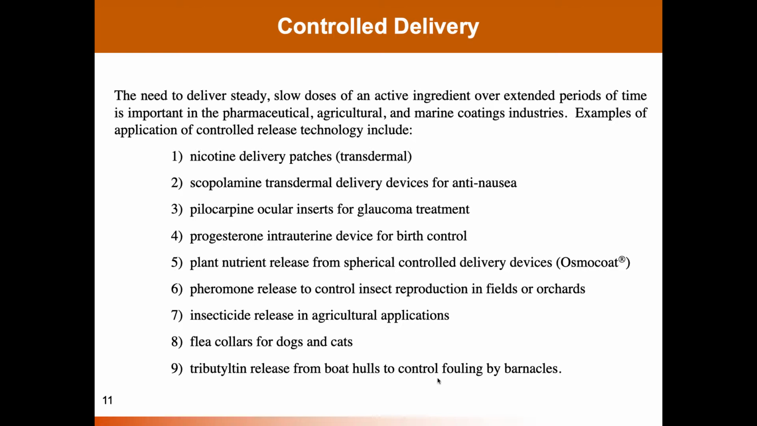Even your plants get a little love from this space. I don't want to push a specific product, but this one was one of the first to market, the Osmocote. These are fertilizer encased in little spheres. You put out a few of these spheres, and you don't have to fertilize your houseplants for 6 months. It's what we call a modern miracle. These are also used in agriculture, pheromone release to control insect reproduction, and insecticide release.